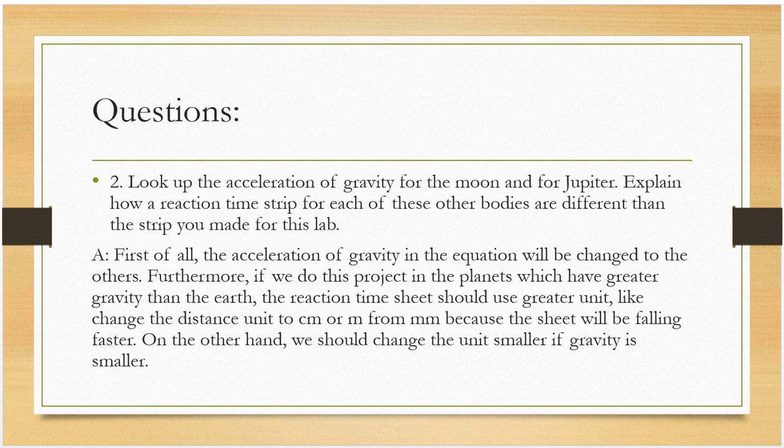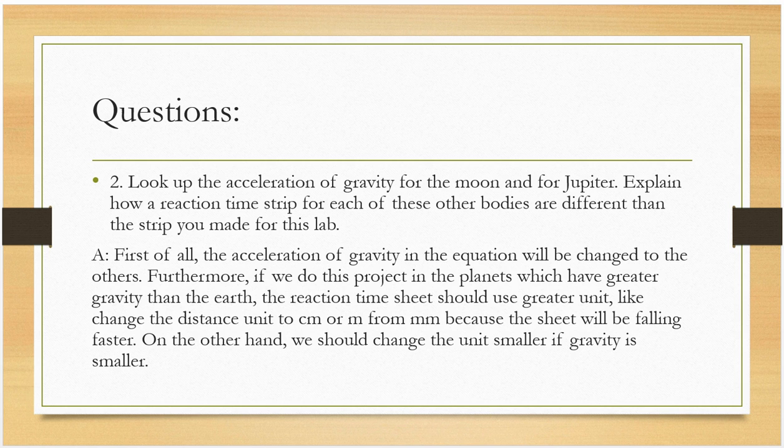Question number 2. Look up the acceleration of gravity for the Moon and for Jupiter. Explain how the reaction time strip for each of these other bodies is different from the strip you made for this lab.